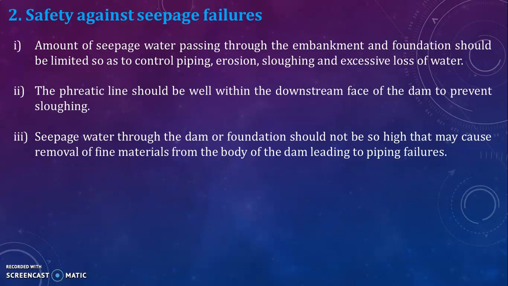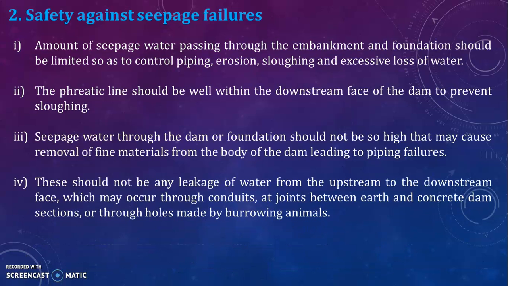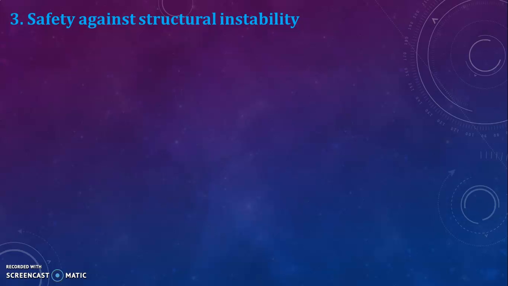Seepage water through the dam or foundation should not be so high that it may cause a removal of fine materials from the body of the dam, leading to piping failures. There should not be any leakage of water from the upstream to the downstream face, which may occur through conduits, at joints between the earth and concrete dam sections, or through holes made by burrowing animals.